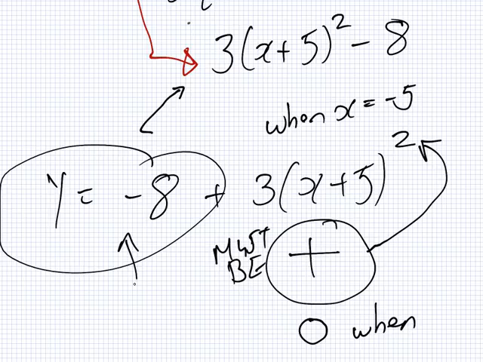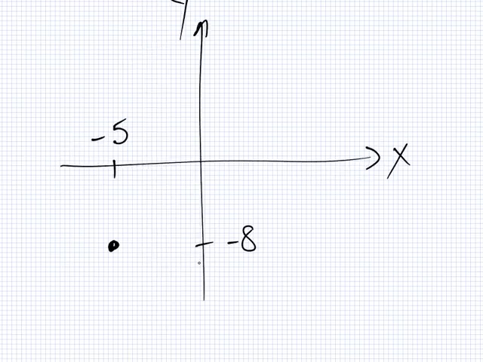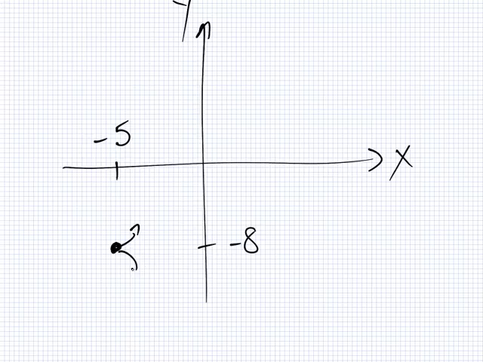So this here is the smallest y can be. So if you think about the graph, when x is minus 5, what's y? What did we say? Minus 8. And this is the smallest. So does the graph go up or does it go down? Up. It goes up.